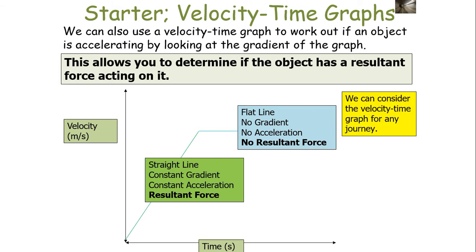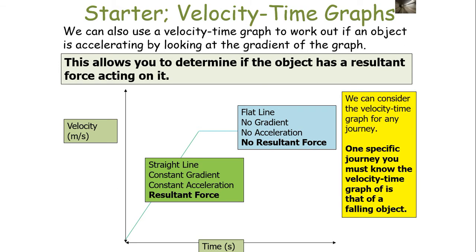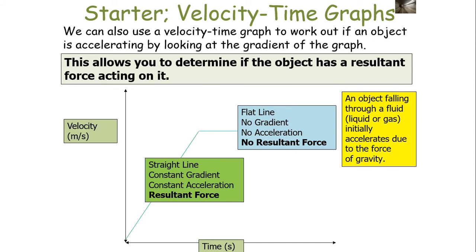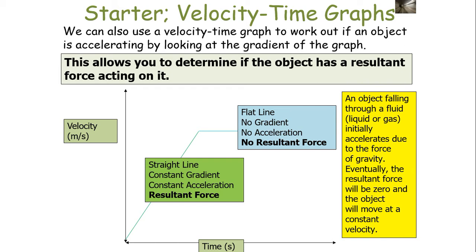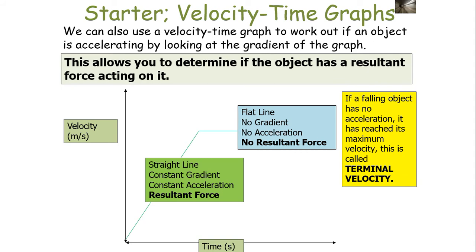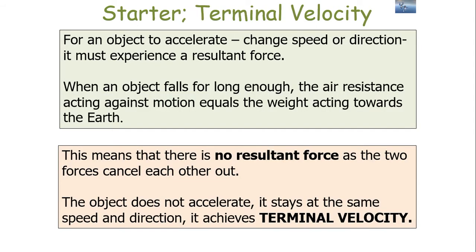So let's consider a velocity time graph for any journey, but the one you've got to really be aware of is that of an object under free fall or a fallen object. So an object falling through a fluid, like a liquid or a gas, initially accelerates due to the force of gravity. Eventually the resultant force will be zero and the object will move at constant velocity, which we call the terminal velocity. So for an object to accelerate, it must experience a resultant force.